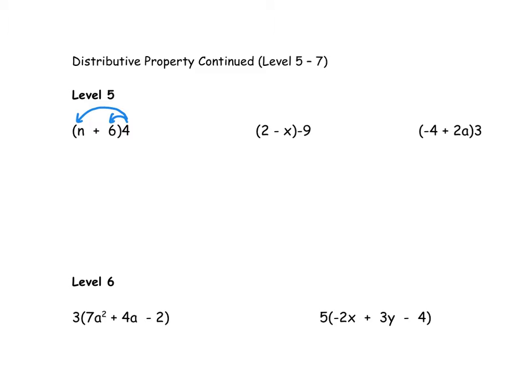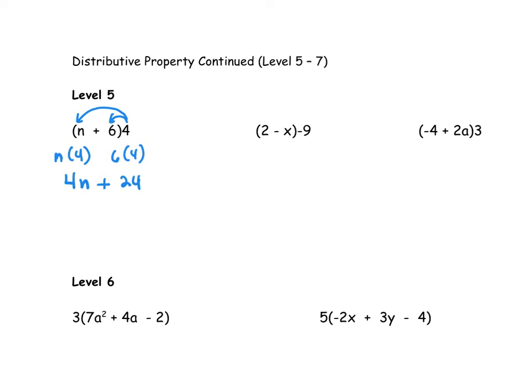So 4 times n, or n times 4 if you wanted to write it that way, and 6 times 4 if you chose to write it that way, or you could reverse these two, that's fine. This looks odd to say a variable times a number, and since we're math people, we like to write the number first. So that'd be 4n plus 24.